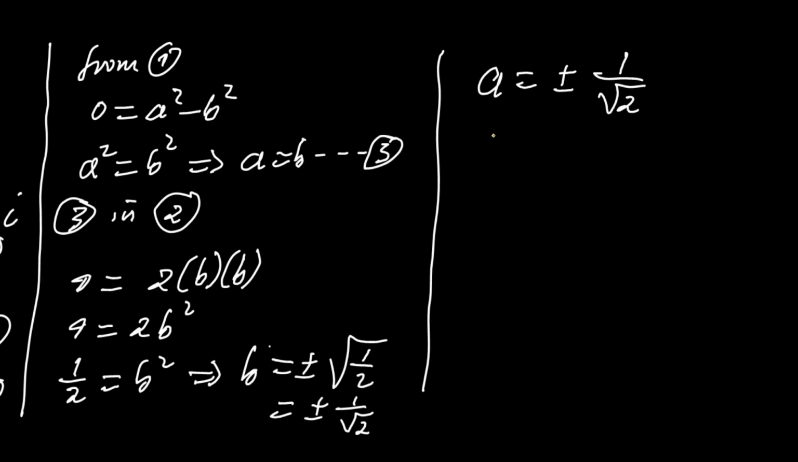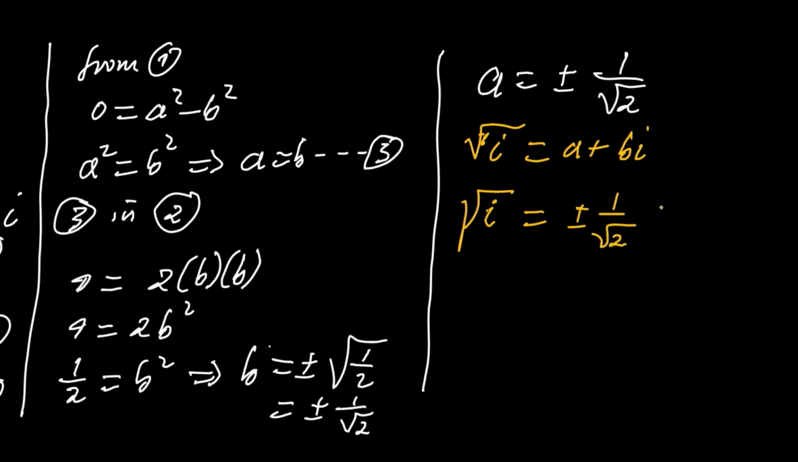We said initially that the square root of i is equal to a plus bi. Now we're going to substitute here. We have the square root of i equal to a, where a is plus or minus 1 all over the square root of 2, and b is plus or minus 1 all over the square root of 2, times i. So this is the imaginary part and this is the real part. Now from here we can actually get 4 solutions if we play around with the signs in front of the plus or minus.